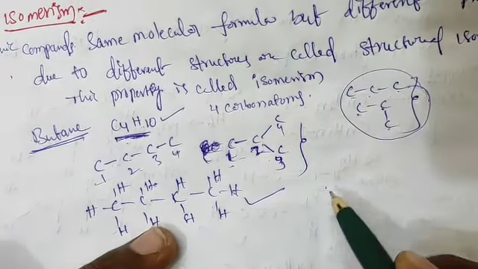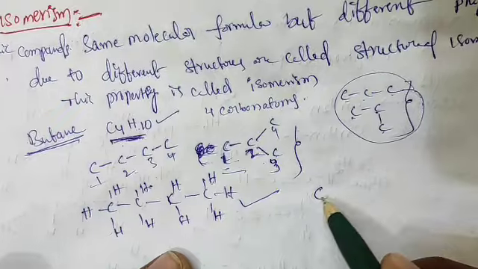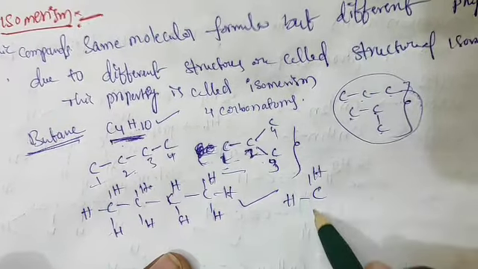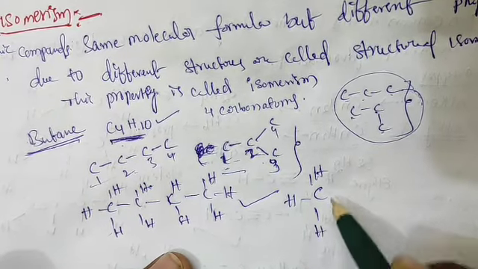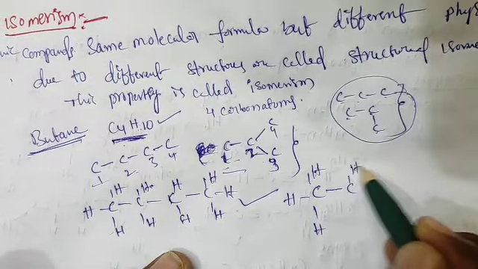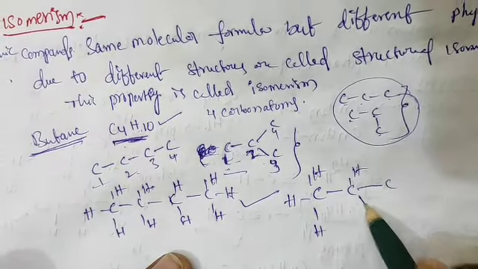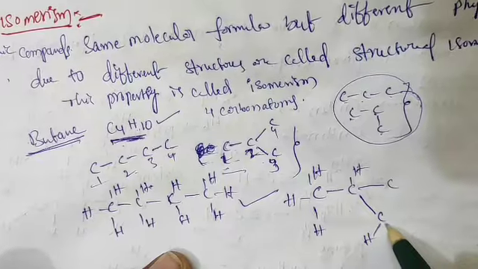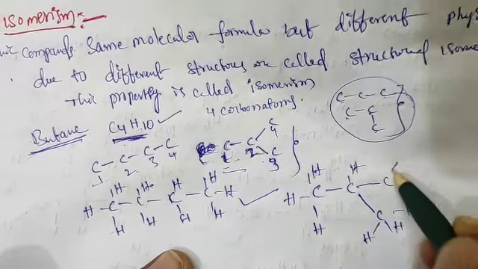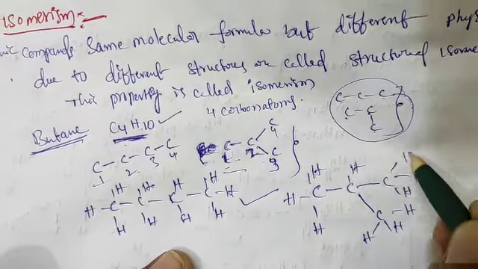This structure we want. Next, this structure: 1 carbon, hydrogen, hydrogen and hydrogen. Next, 1 carbon, 1 hydrogen, 1 more, and this is 1 more carbon. Hydrogen, hydrogen, hydrogen, hydrogen, hydrogen, hydrogen.